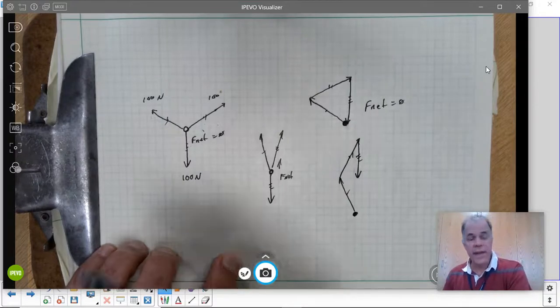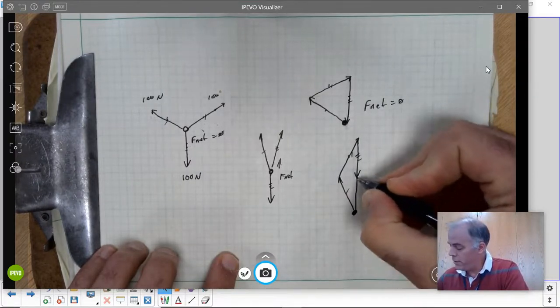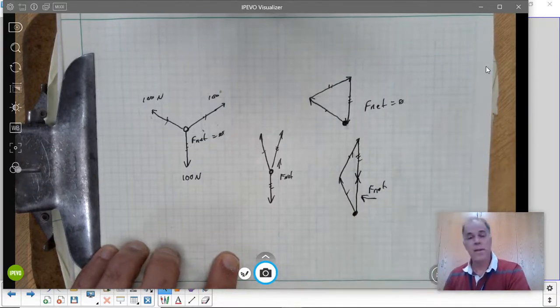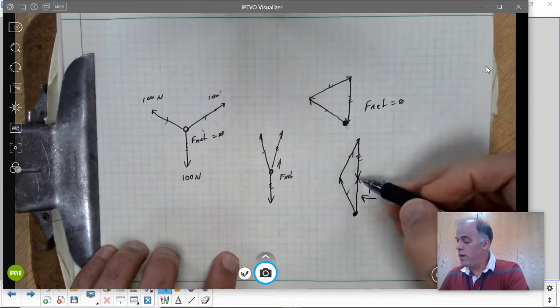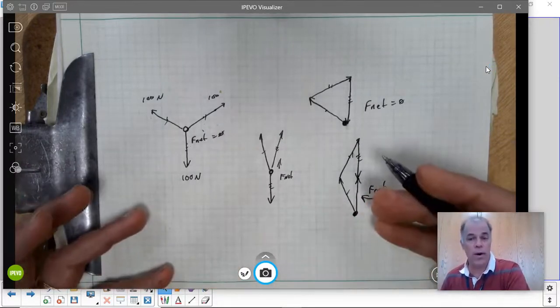So in this case, the net force is from the origin to the final tip. So this right here, that's the net force. So if the three vectors do not come back to the origin, that means that there is a net force.